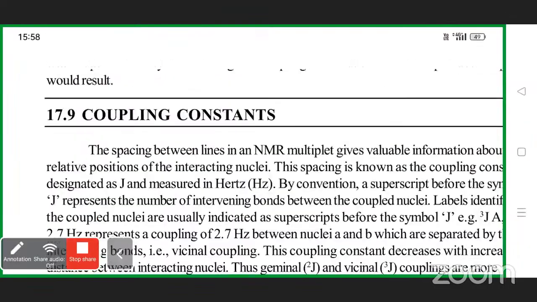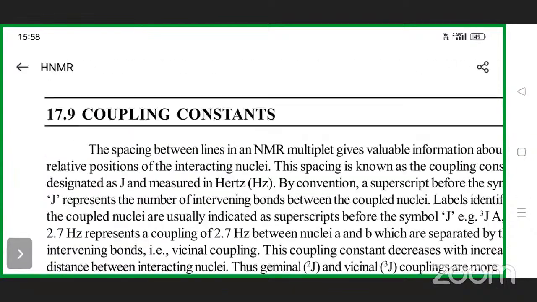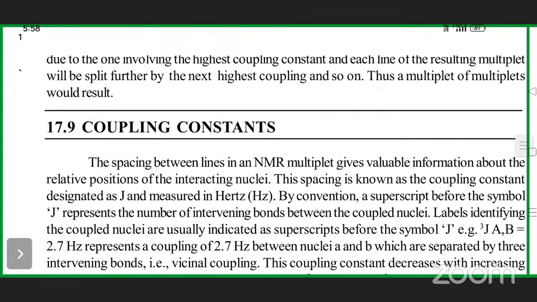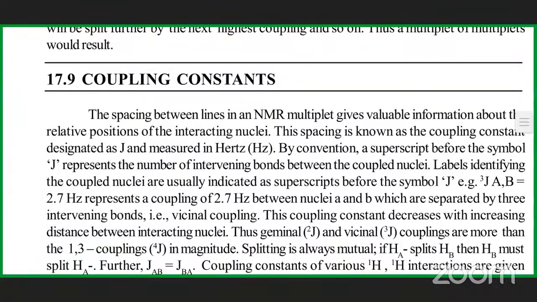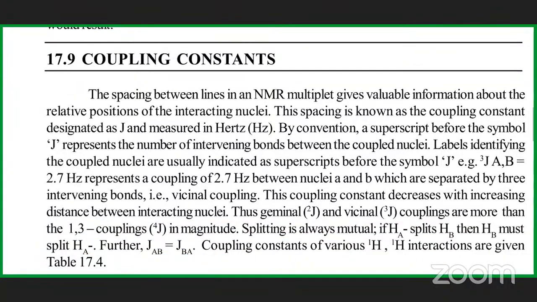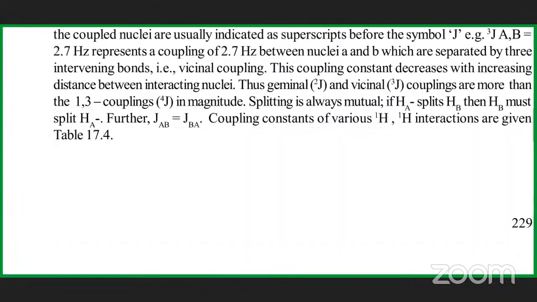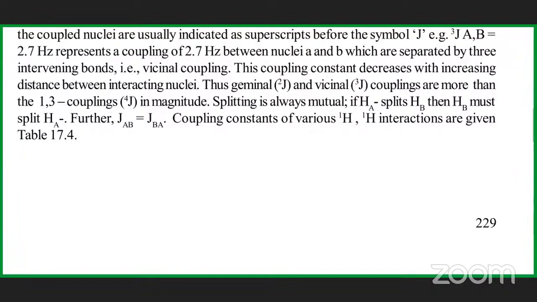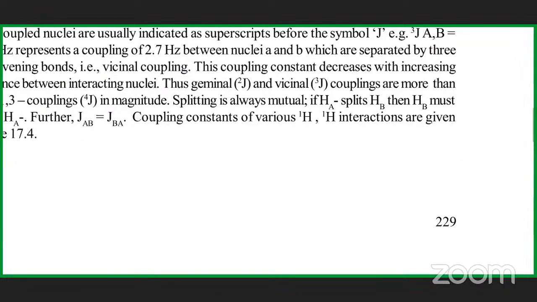Okay, so next we are moving to the coupling constant. The coupling constant depends on the number of intervening bonds, and some factors influence the particular coupling constant values. We will see how the coupling constant varies depending on the factors and types of protons.